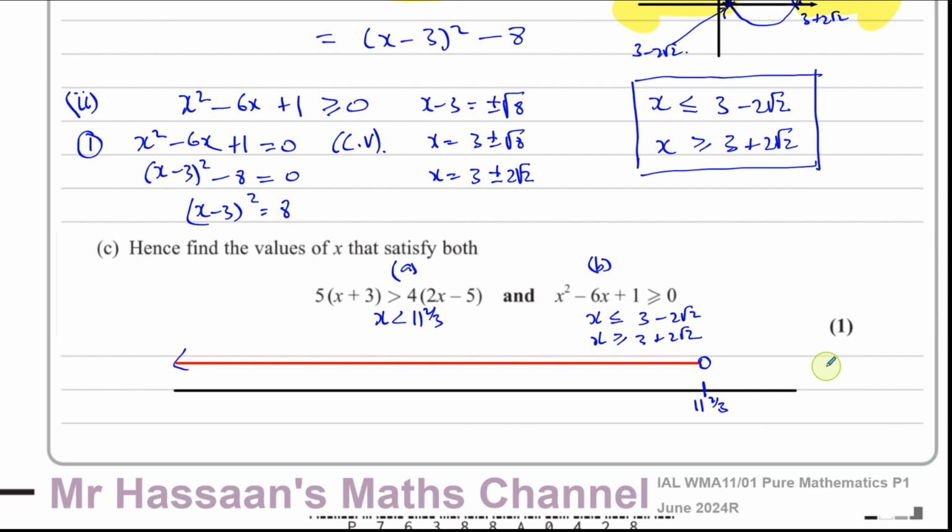That would be less than, so it would be an open circle. And then we have x is less than or equal to 3 minus 2 root 2, and x is greater than or equal to 3 plus 2 root 2. So let's say this is 3 minus 2 root 2, which is less than 3 plus 2 root 2. Let's say that's 3 plus 2 root 2. For this one, you're going to have an arrow going this way. For this one, you're going to have an arrow going this way. That will continue on forever. And this will be a closed circle, meaning those two points are also included.